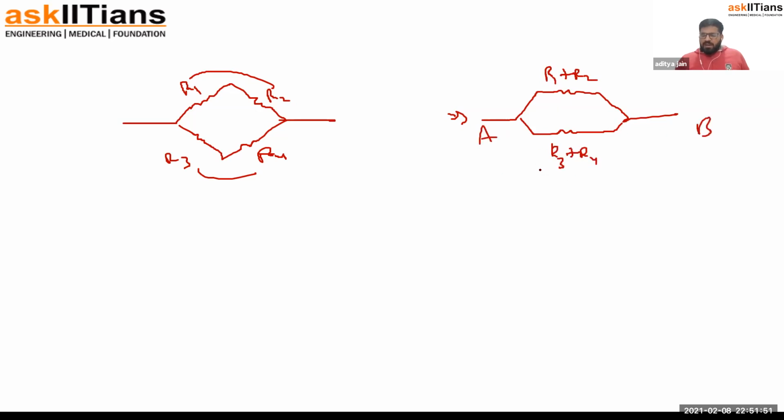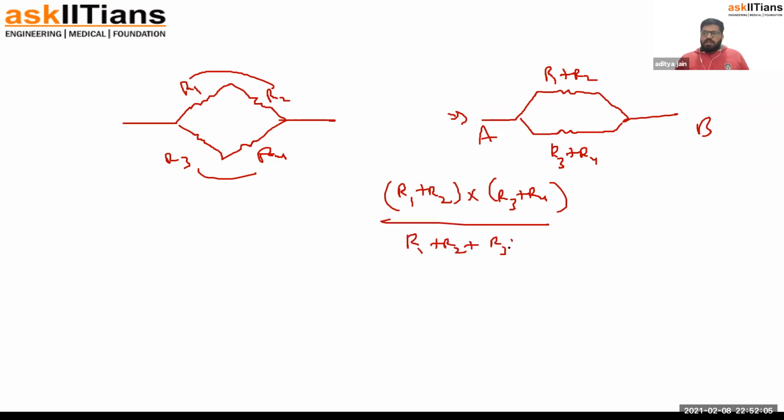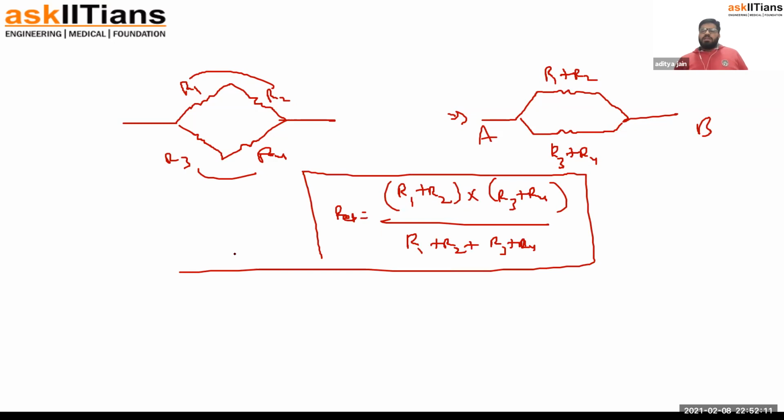As these are in parallel, now you know the trick to calculate the equivalent resistance in parallel: multiplication of (R1 plus R2) into (R3 plus R4), over addition, so we add all the resistances R1 plus R2 plus R3 plus R4. This is the equivalent resistance of the circuit.